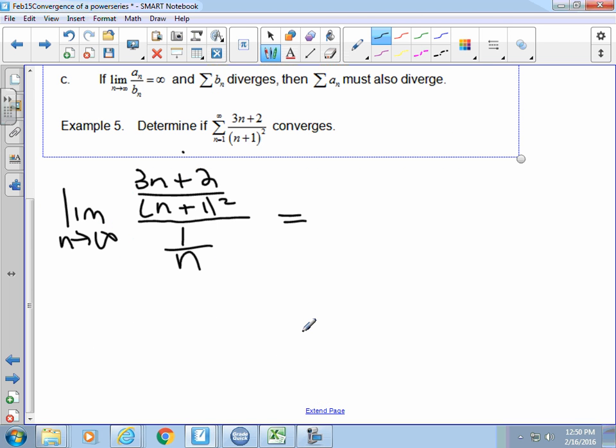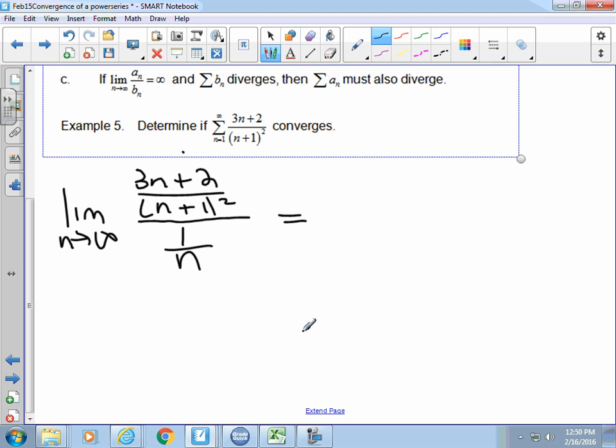So again, I have found a function with similar behavior. That's what I'm looking for. I'm looking for something that's kind of close. It doesn't have to be perfect, just kind of close. If I'm looking for a direct comparison test, I have to be perfect. For limit comparison, I just need to be close. If you had chosen 3 over n, it would also work. It's just a little more complicated.